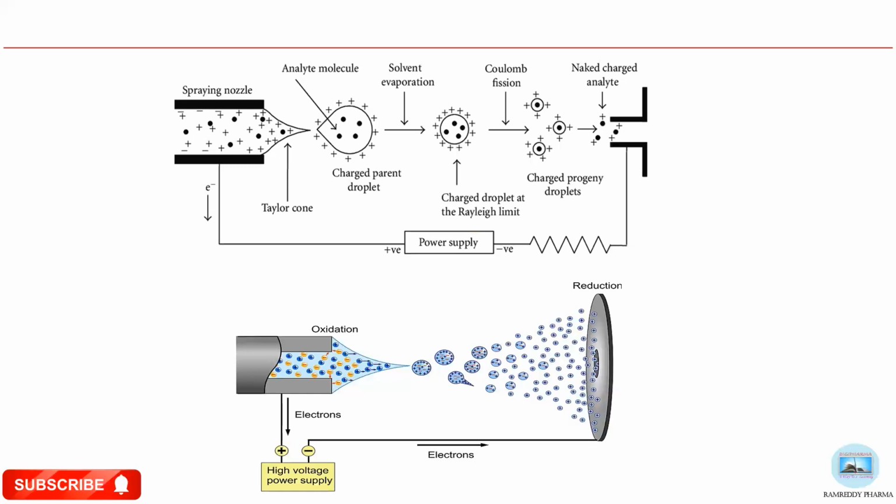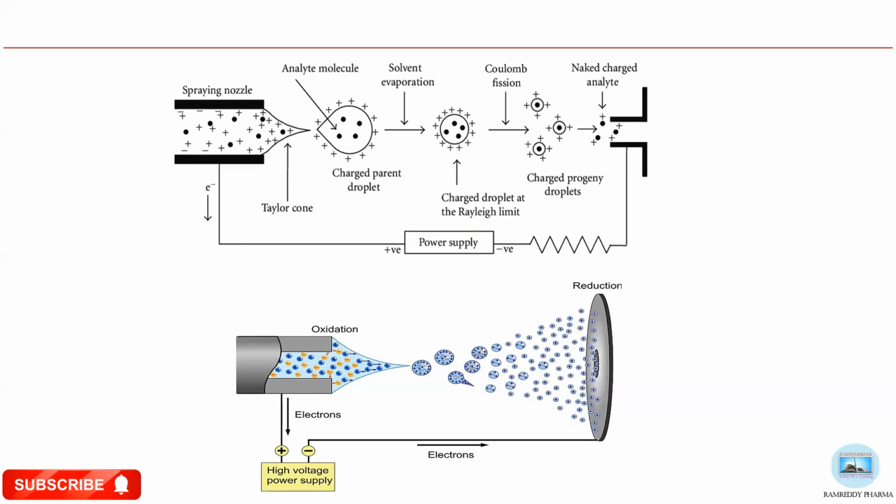At that time the compound or analyte undergoes ionization. That's why we call it electrospray ionization. This is another diagram showing how it works. We apply a high voltage power supply, and the liquid sample comes out as small droplets in a cone-like structure, which is why we call it the Taylor cone. From these droplets, again some smaller fission droplets are formed.